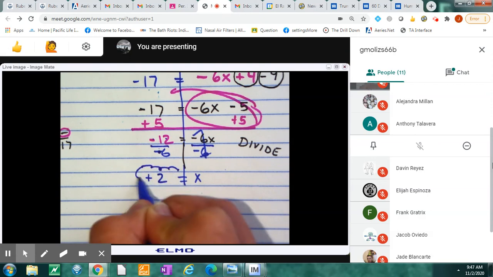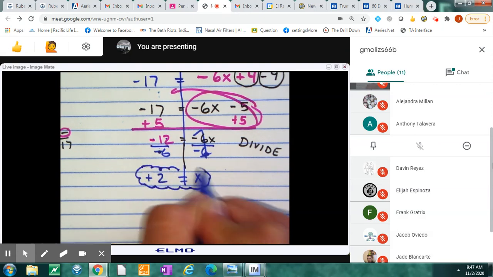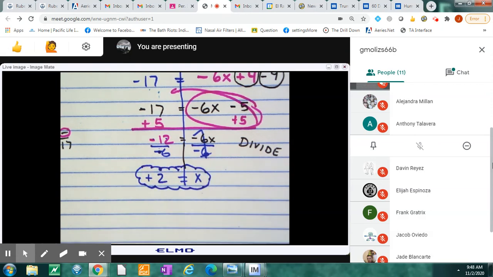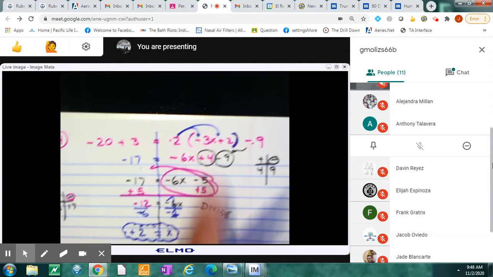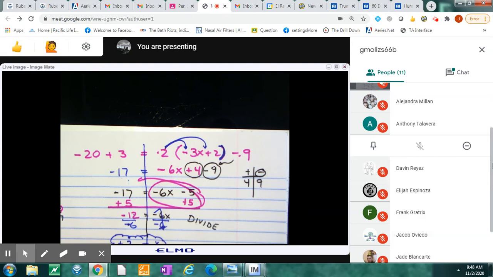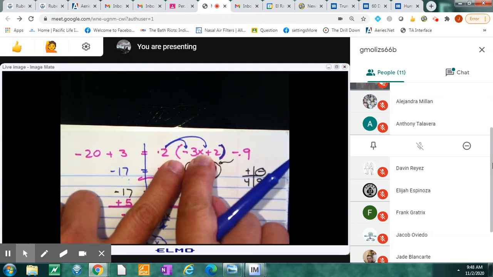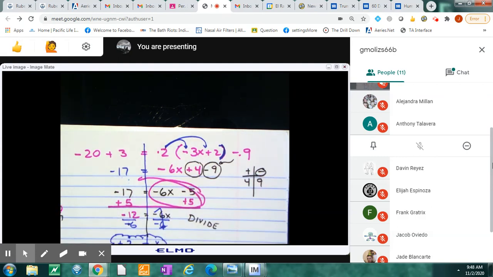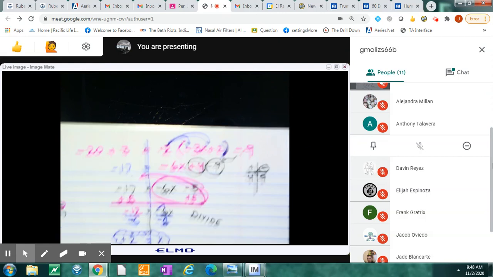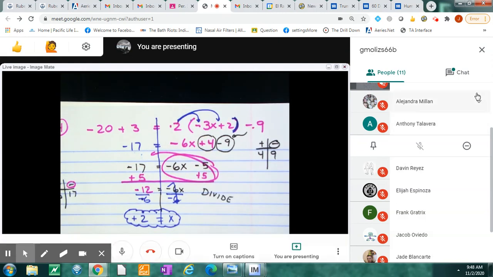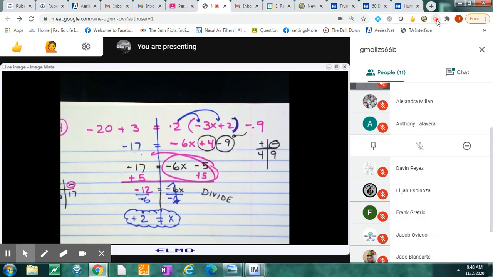Oh man, 12 divided by 2. That was the answer. So x is 2. So what does that mean? That means when I plug 2 in for the x, and I do my PEMDAS, both sides are going to balance. Okay, that's what it means. All right, so far so good, guys.